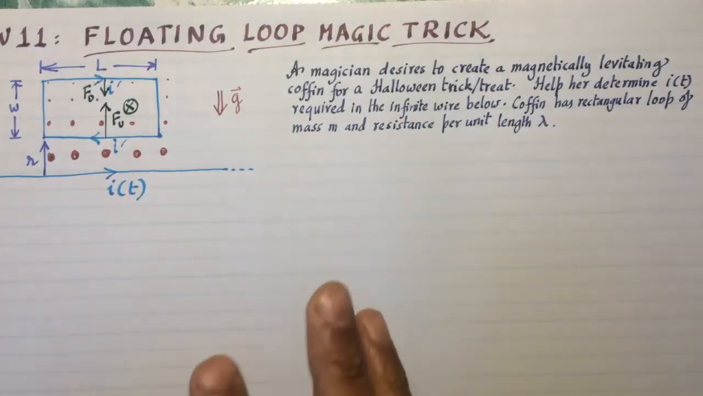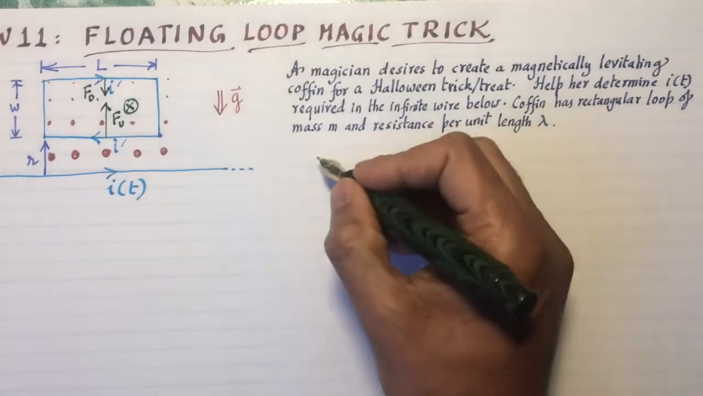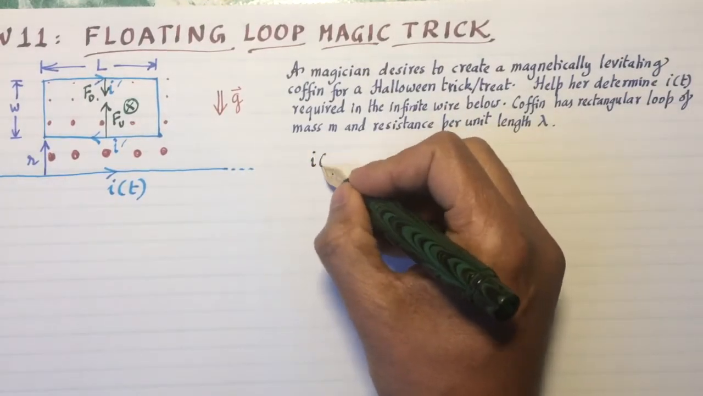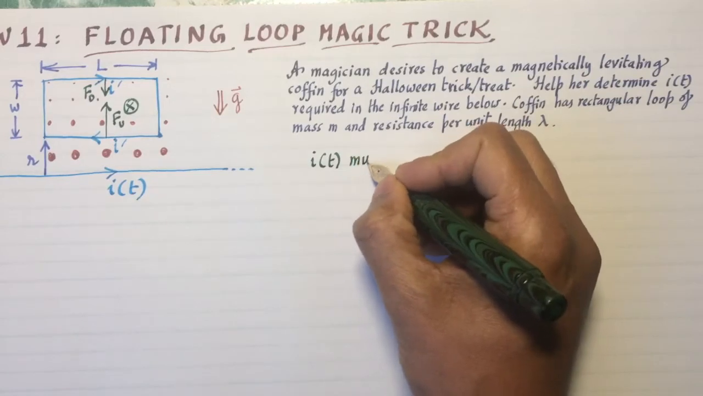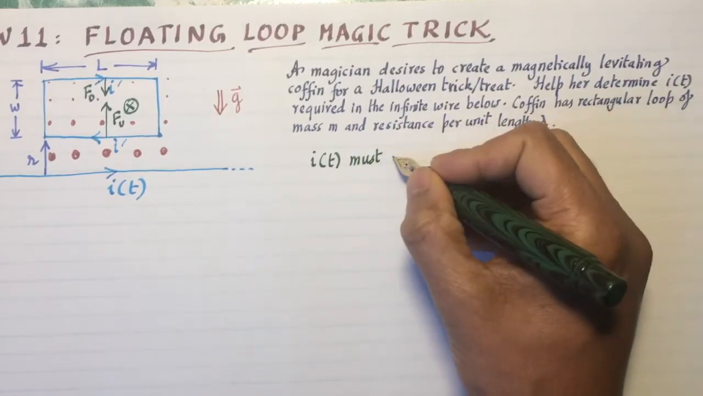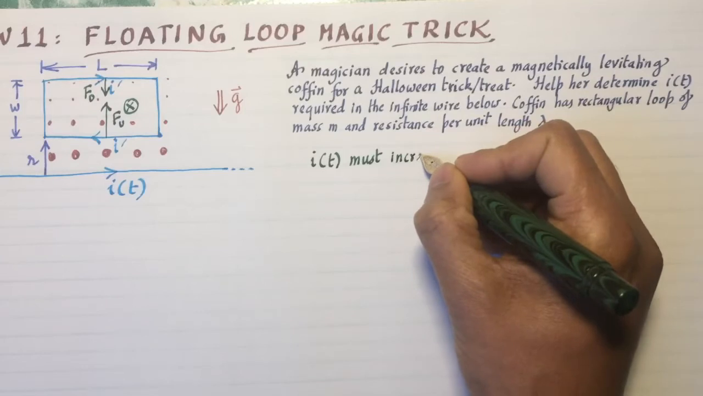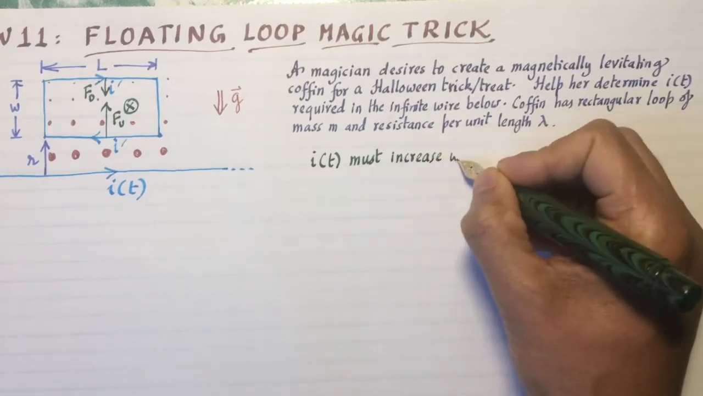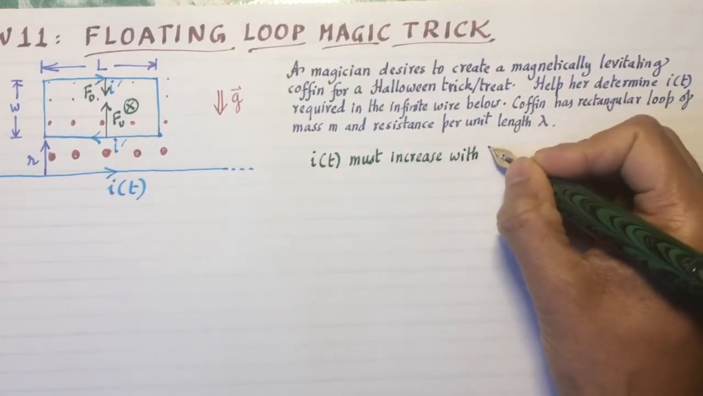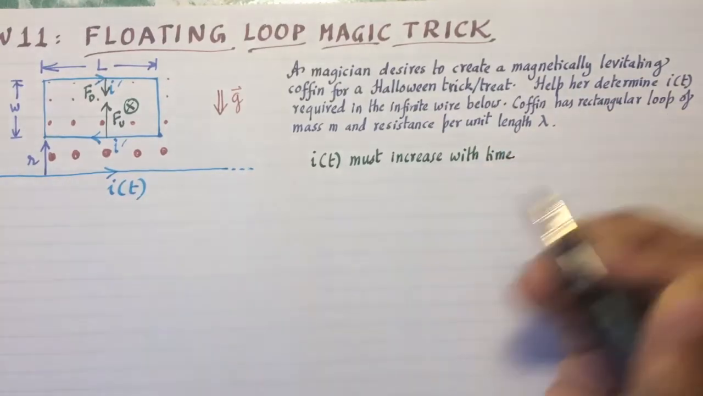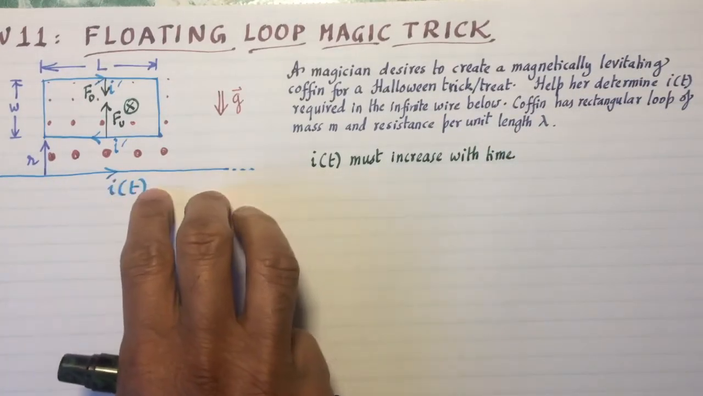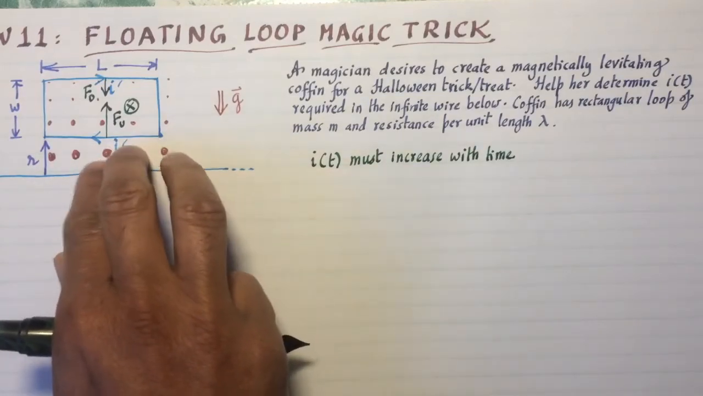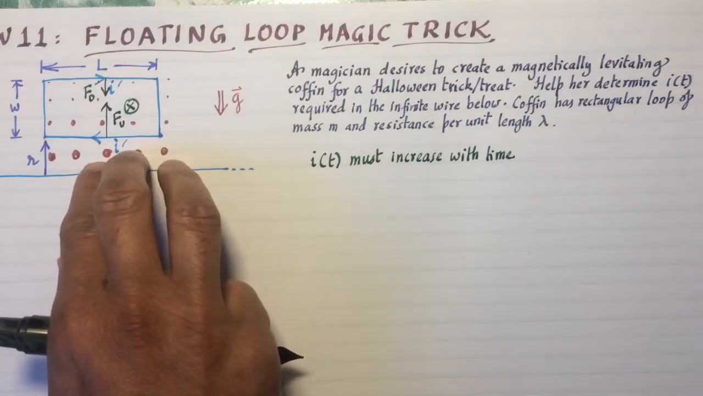So from just understanding why the loop is levitating, we already know that I of t, the current that must be sent in the wire below, must increase with time. Because if it does not increase with time, let's run over the argument again. Let's suppose it does not increase with time. Then there'll be no reason for this induced current to be there at all.